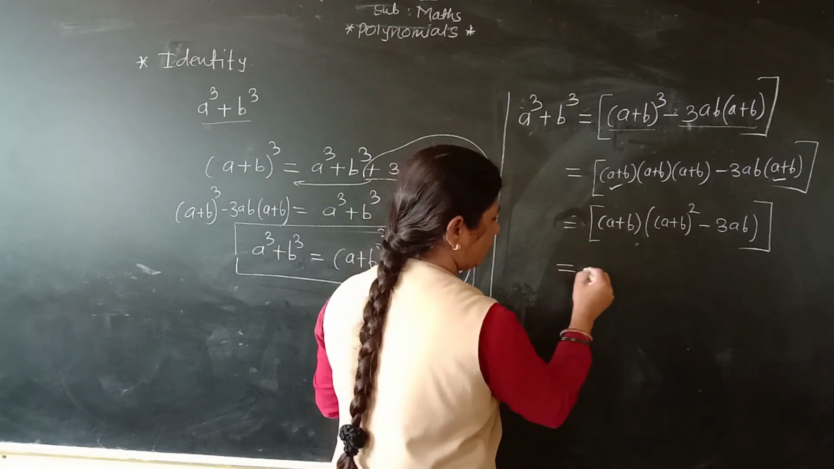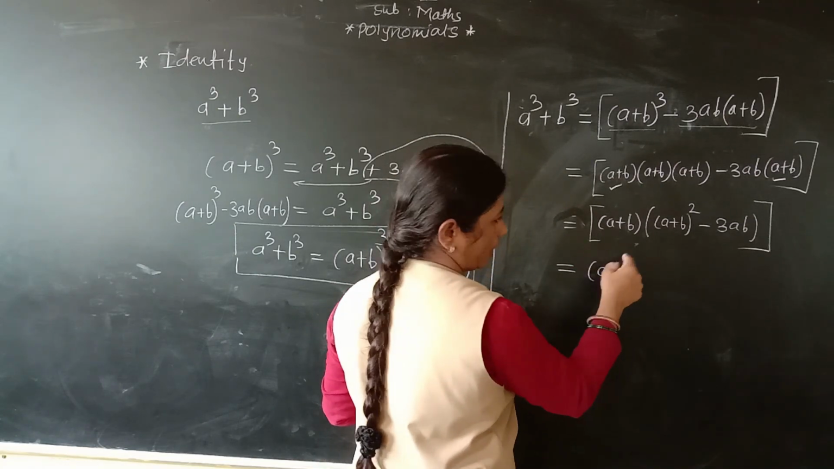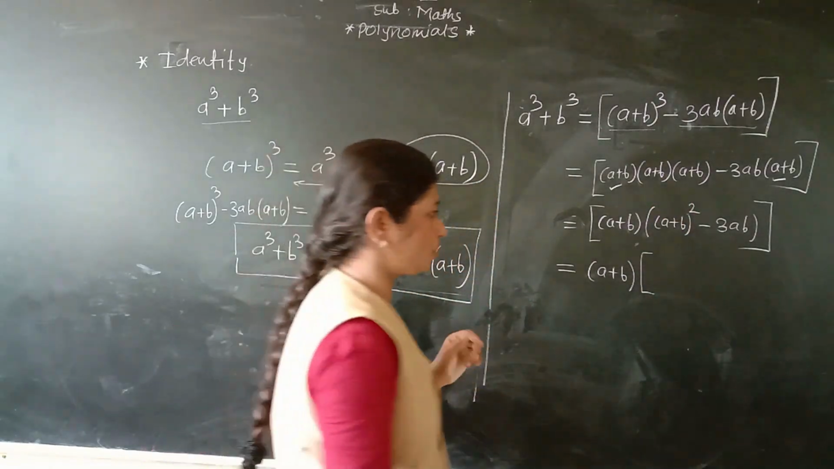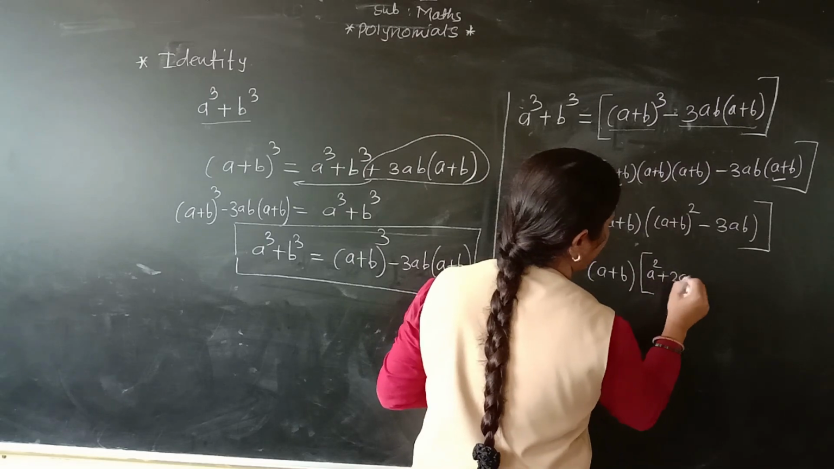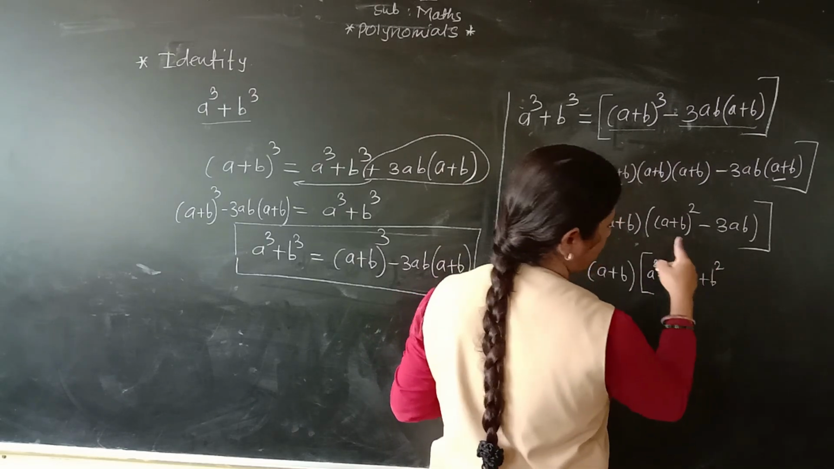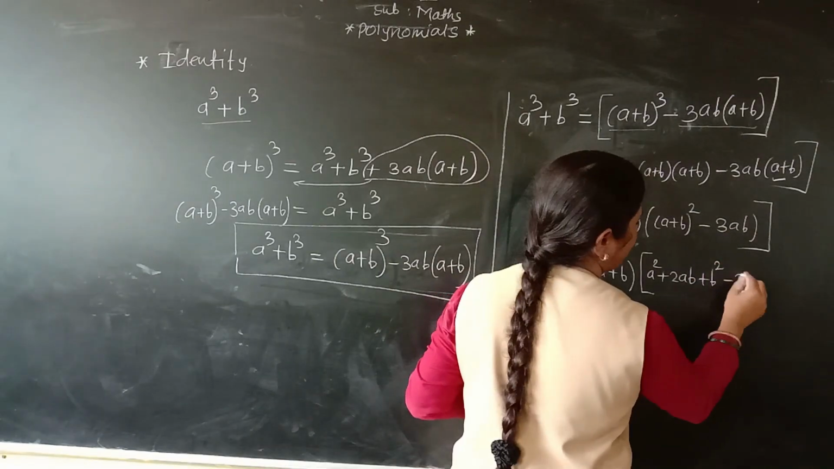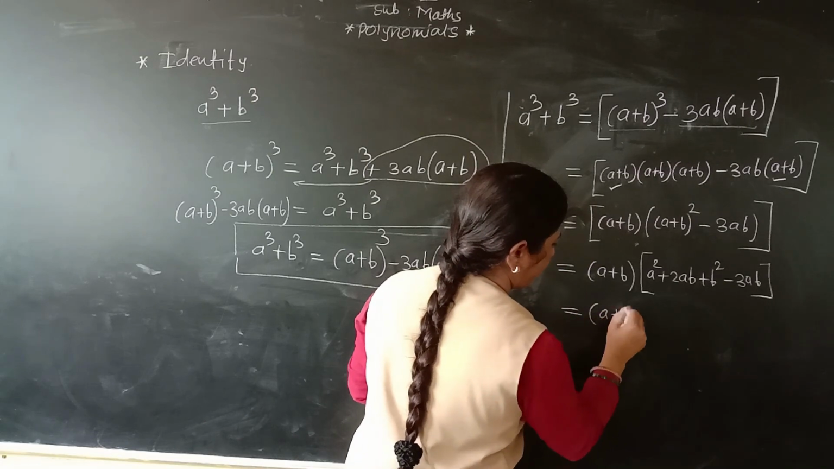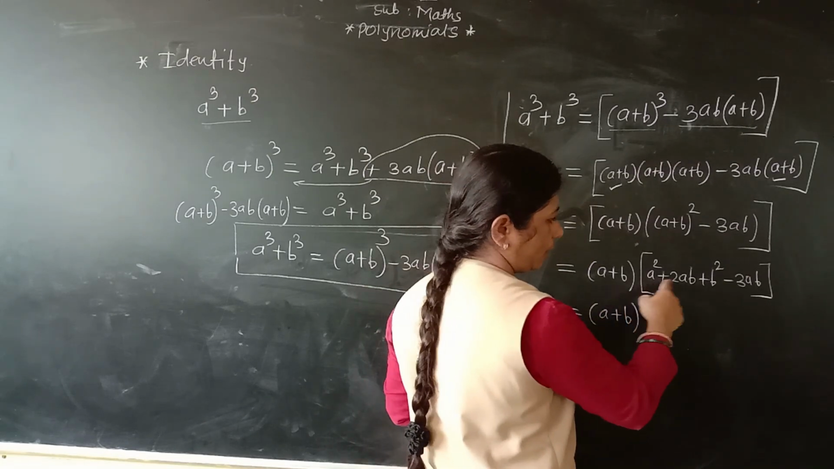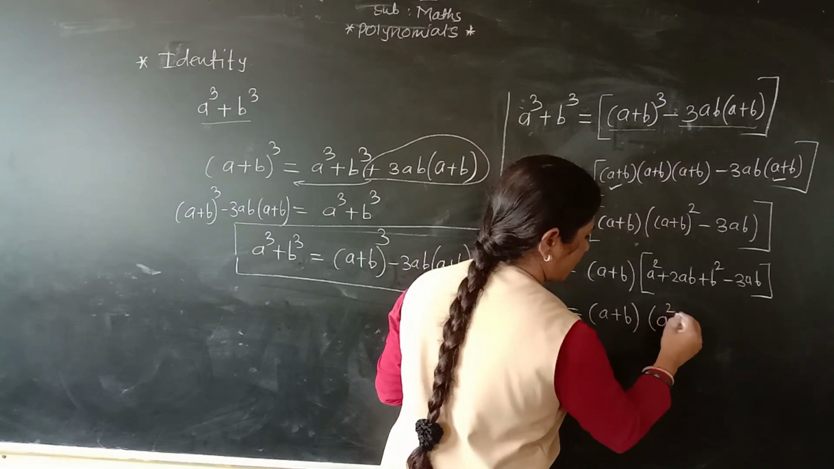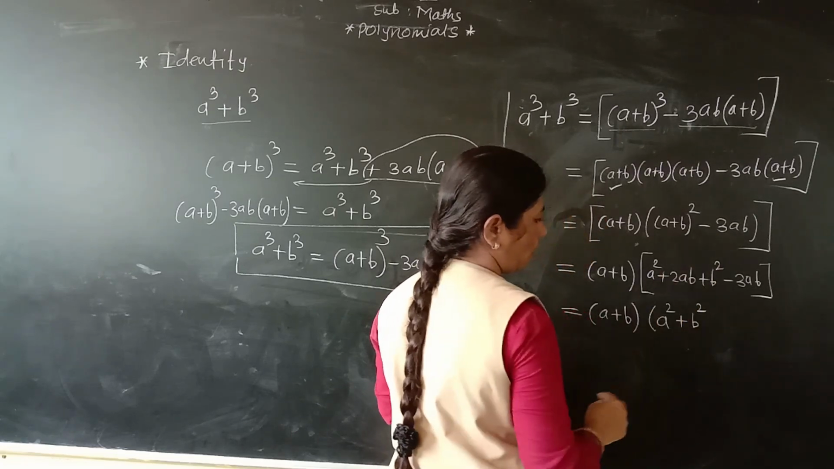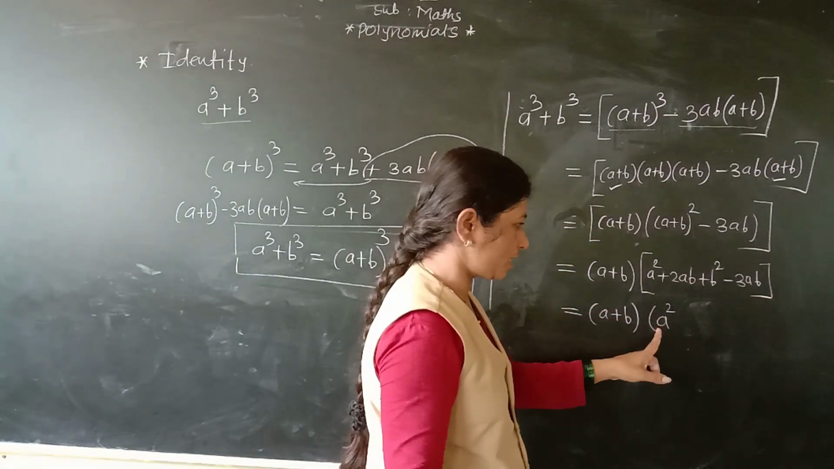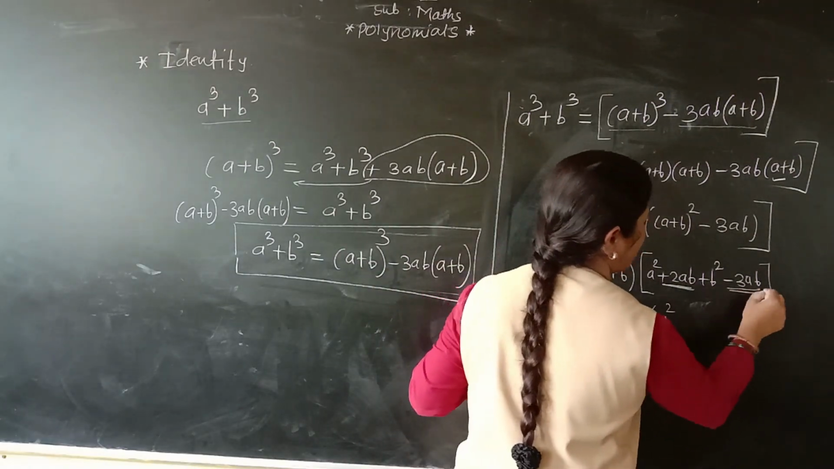Now this a plus b we keep as it is, and we will expand the (a plus b) bracket square identity we have learned. So a square plus 2ab plus b square, and minus 3ab. Next, a plus b as it is. Now a square we write here. Is there any other a square? No. So a square as it is, plus 2ab minus 3ab.